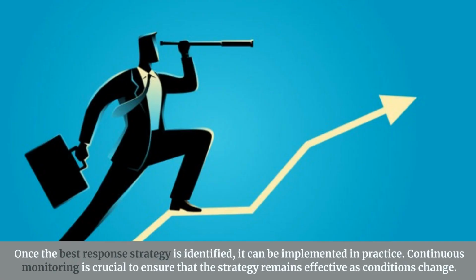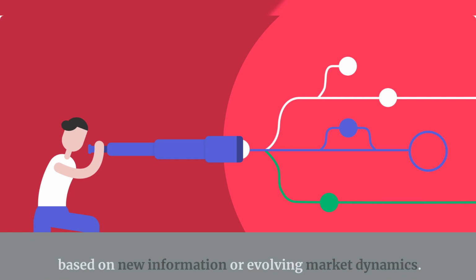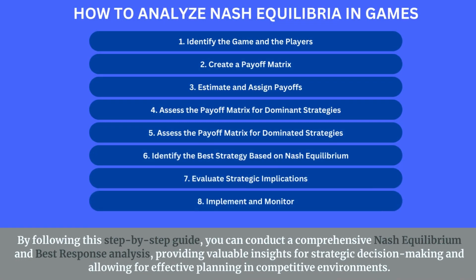Step 8. Implement and monitor. Once the best response strategy is identified, it can be implemented in practice. Continuous monitoring is crucial to ensure that the strategy remains effective as conditions change. This monitoring allows players to adjust their strategies as needed based on new information or evolving market dynamics. By following this step-by-step guide, you can conduct a comprehensive Nash equilibrium and best response analysis, providing valuable insights for strategic decision-making and allowing for effective planning in competitive environments.